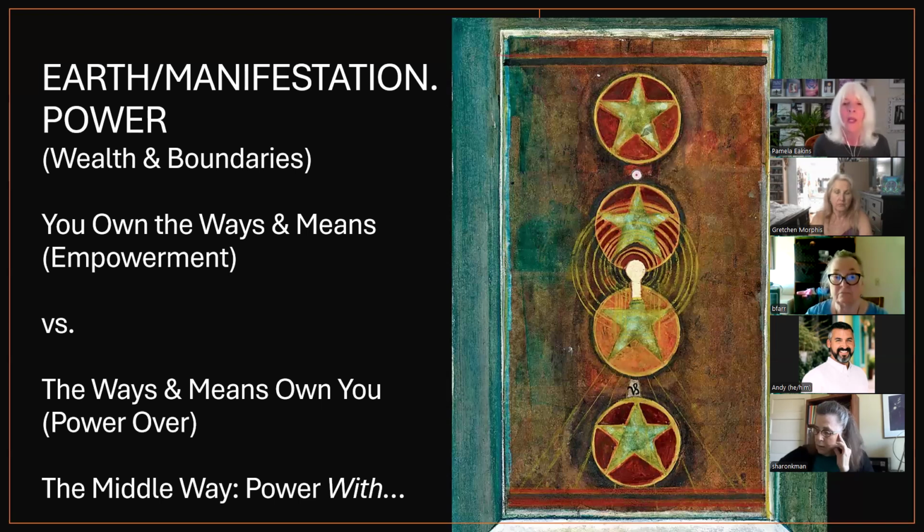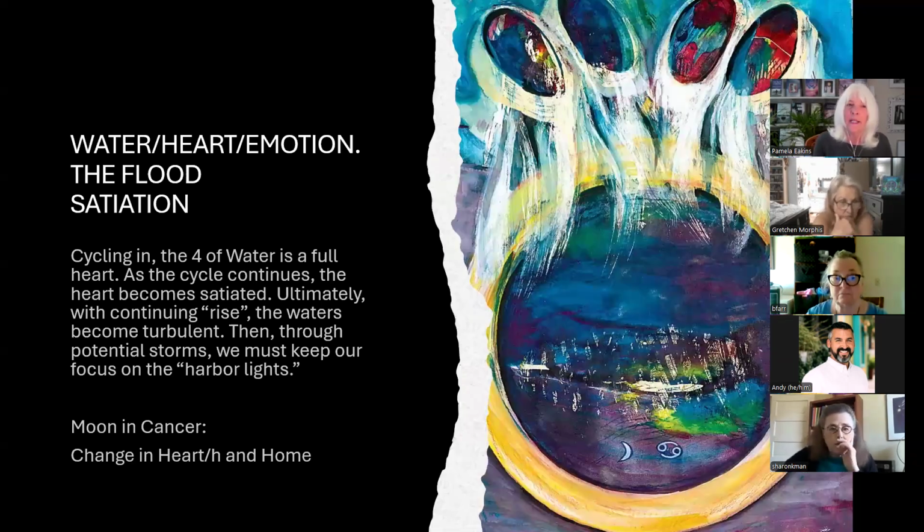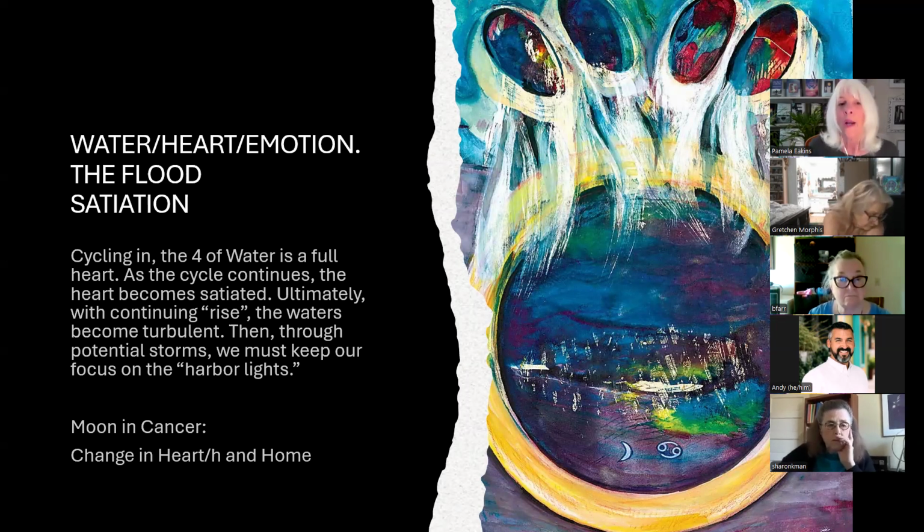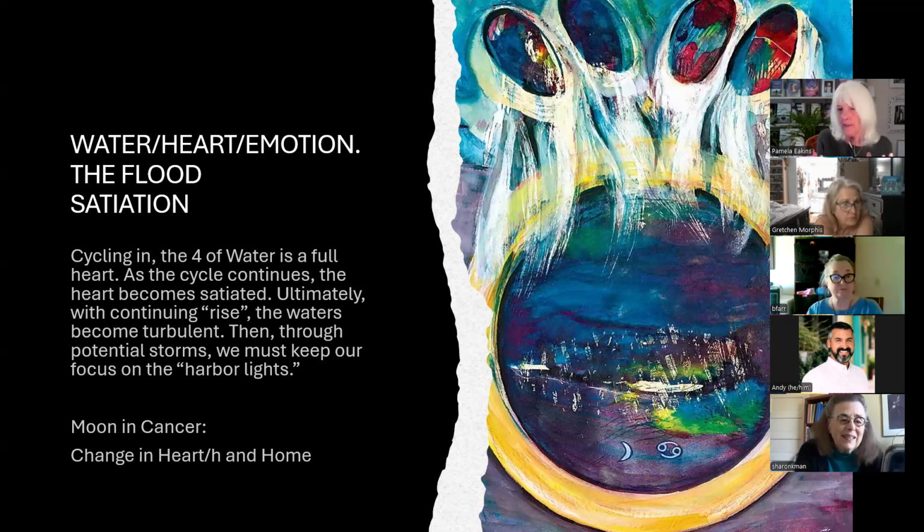process. And the last one I'm addressing here is water, because this is the 4 of water, which is about heart, and it's about emotion, and it's called the flood. It's about satiation, this card. And we really feel the cycling in the 4 of water, especially. So the 4 of water in its positive aspect would be the heart becomes really full. The 3 of water is a state of grace, and it keeps developing. It's called stream of love. And then it develops and develops until it becomes very, very full.